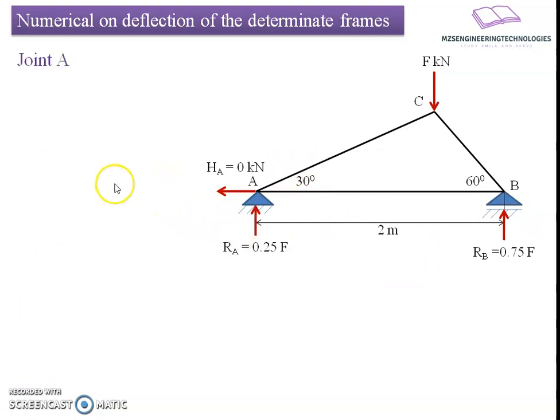Let's move with joint A. If you prepare the free body diagram at joint A, there are four forces: HA and RA, the reactive forces, and the member forces FAC and FAB. The actions of these forces are such that they are going to balance the effect of the applied forces. If I consider FAC going downward, meaning it's compressive in nature towards the joint A, the vertical component of this FAC force will try to balance the upward reactive force, whereas the member force FAB will try to balance the reactive force HA.